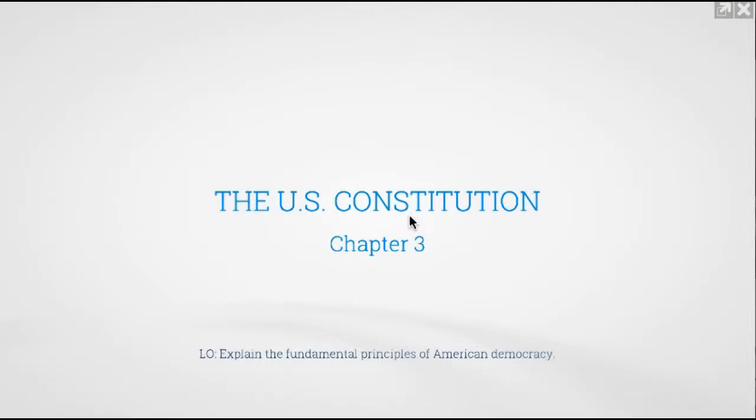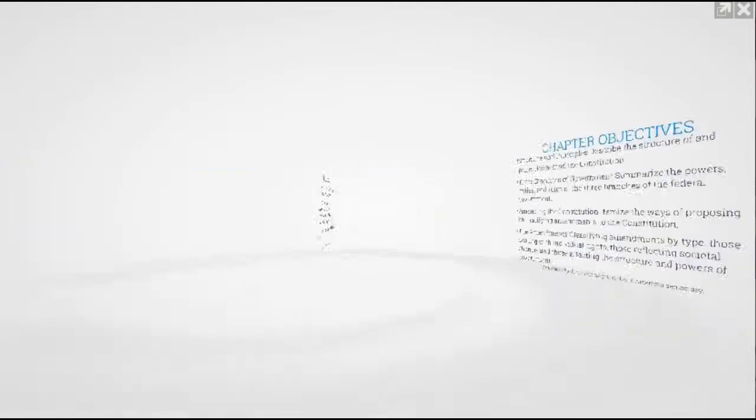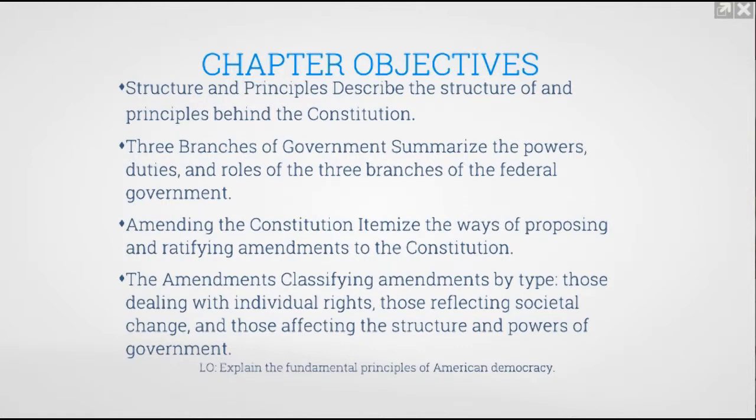Government, Chapter 3, the U.S. Constitution. Our chapter objectives under Section 1, the structure and principles, are to describe the structures and the principles behind the Constitution. Under Section 2, the three branches of government, our objectives are to summarize the powers, duties, and roles of the three branches of the federal government.